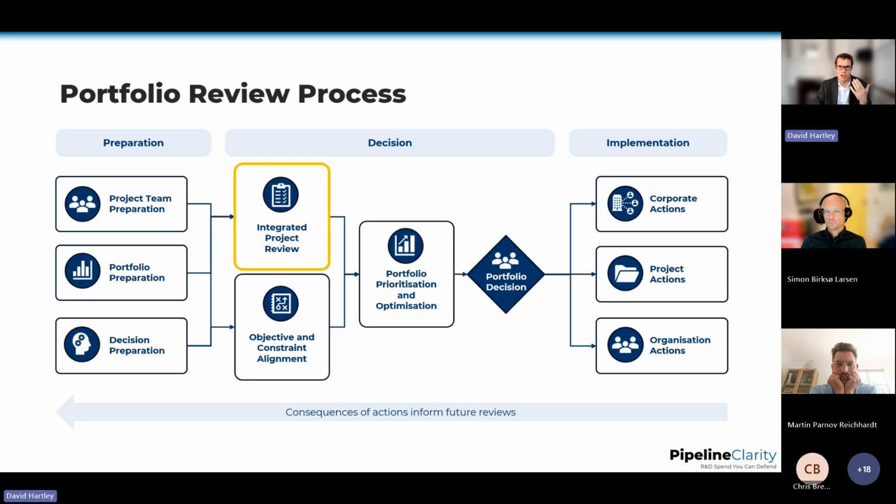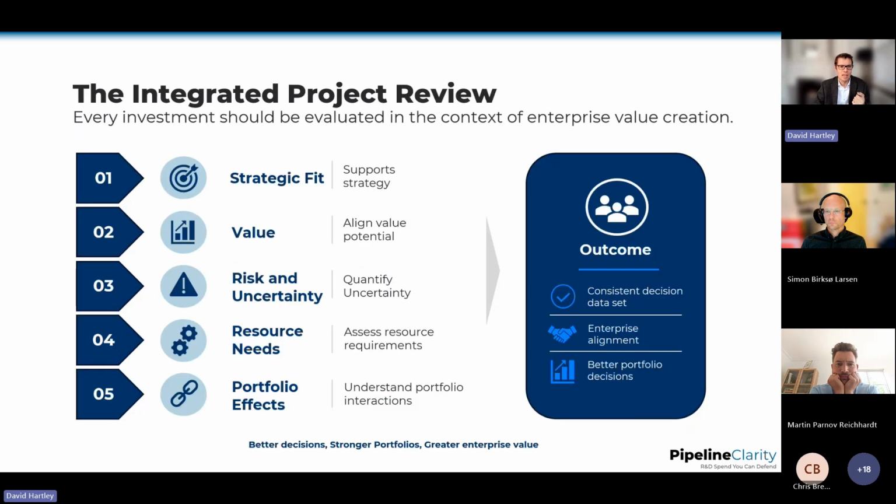Critically, this isn't about governance on an individual project, but is really looking across projects in a consistent way to have a discussion about the enterprise value that ultimately they are going to create and the risk that underpins them. And so these integrated project reviews typically will look at 5 dimensions for the projects. They'll look at the strategic fit of that project. So how does it support the strategy of the organization?